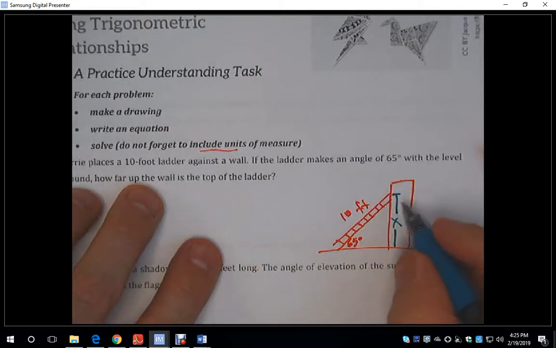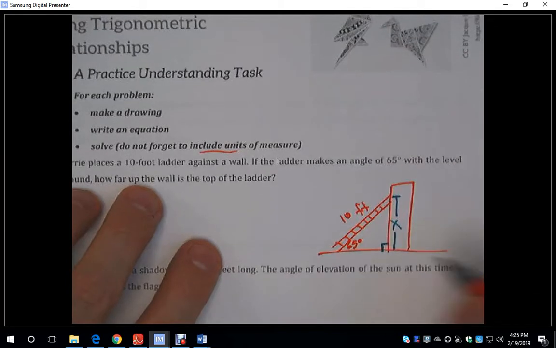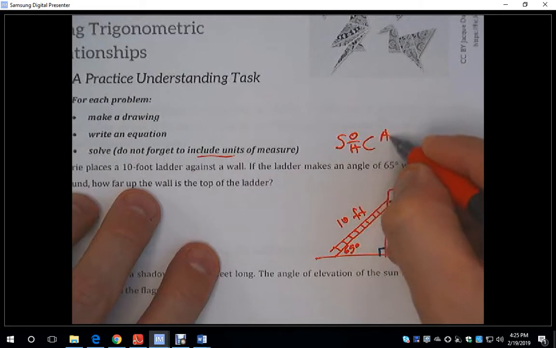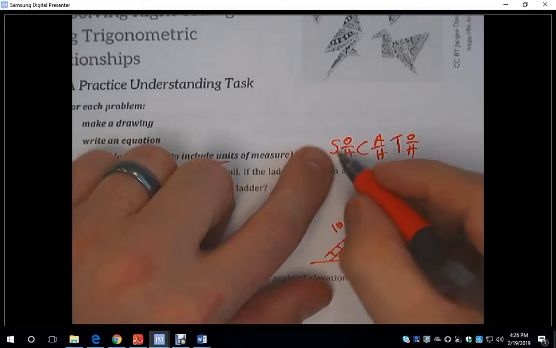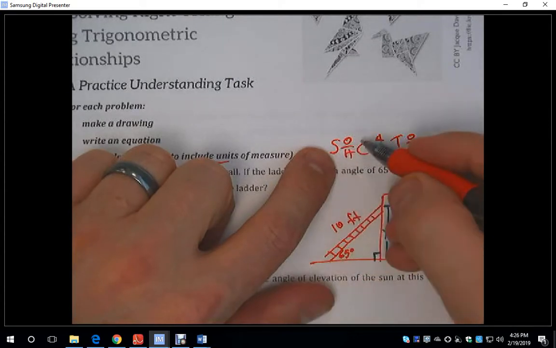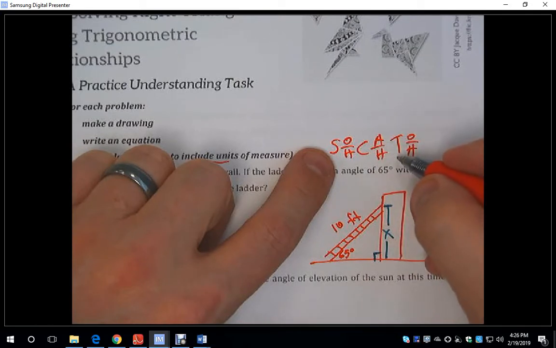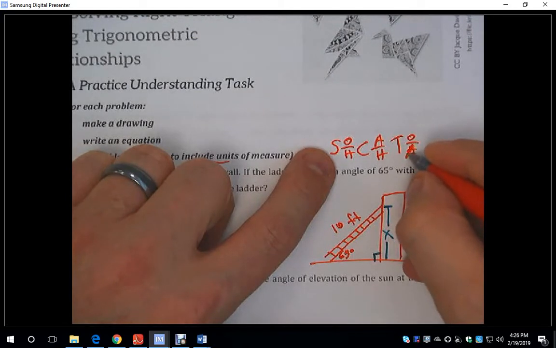Because we're assuming that the wall and the ground have a perpendicular relationship, we can use right triangle trig. We can use the ratios of SOH CAH TOA. Sine of our angle equals opposite over hypotenuse. Cosine of our angle is adjacent over hypotenuse. And tangent of our angle is opposite over adjacent.